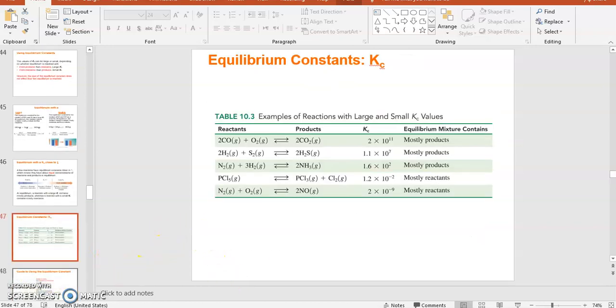So here are some examples. As you can see, the first one here, you have 2 times 10 to the power of 11, which is more than 1, which means it's mostly product. Here, 1.1 times 10 to the power of 7, also bigger than 1, then mostly product. 1.6 times 10 to the power of 2, also mostly product. Here 1.2 times 10 to the power of minus 1, less than 1, then mostly reactants, and the same thing with minus 9, less than 1, so it's mostly reactant.